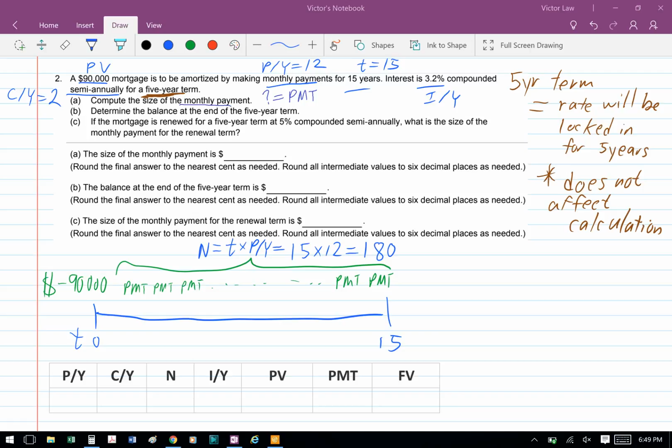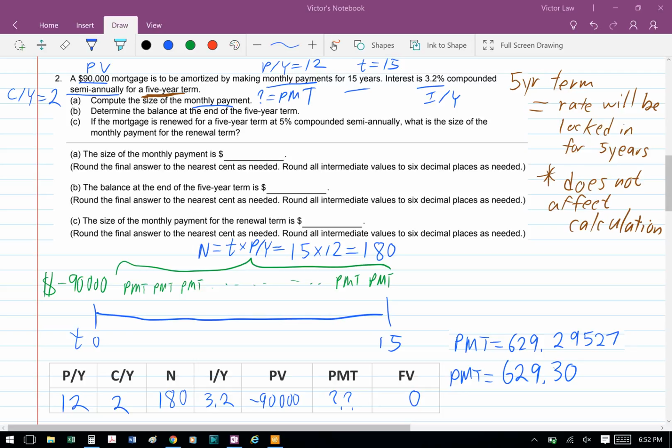And notice that the 5-year term just means that the rate will be locked in for 5 years. It does not affect our calculation. And when we look at the timeline, our N is equal to T times P over Y. So we have 15 times 12, so there are a total of 180 payments.